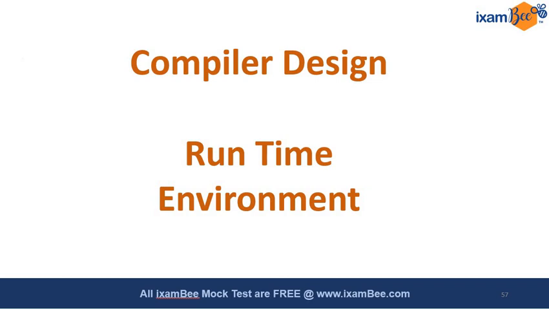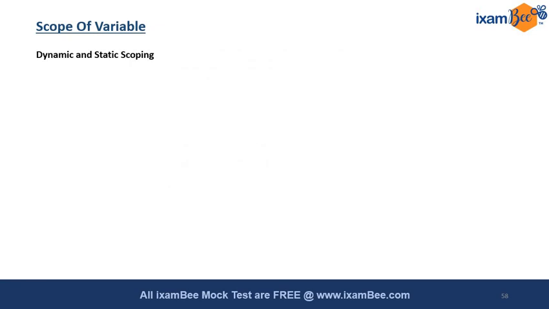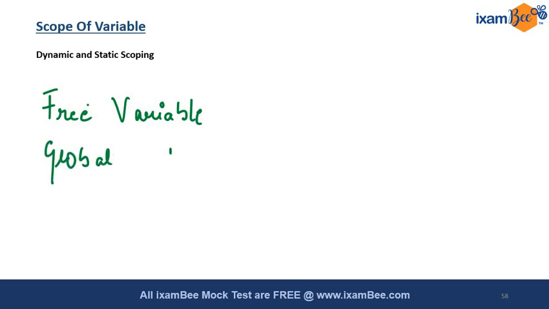In this particular topic, we have two subtopics and we are going to discuss them one by one. Beginning with the first topic, it is about the scope of the variable. Whenever we are talking about anything which is runtime, we have to understand the scope of the variable. The scope of the variable can be dynamic or static. But before jumping into dynamic and static scope, we should understand one concept, that is the free variable and the global variable.